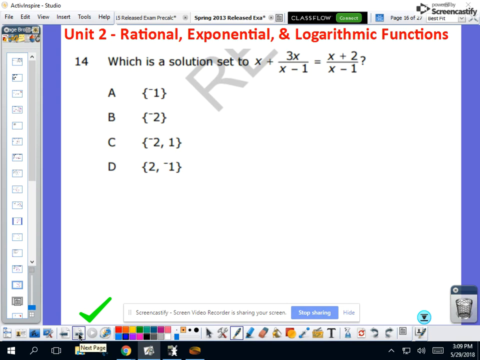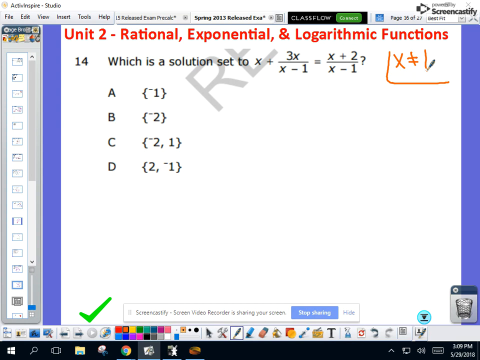Number 14 deals with a problem that we talked about back in Unit 2, rational functions. What we need to do here is multiply all the numerators by the least common denominator. But before I get ahead of myself, let's state the excluded values. These are the values that make your denominator 0. So x cannot equal 1. We'd have an undefined value in our denominator.